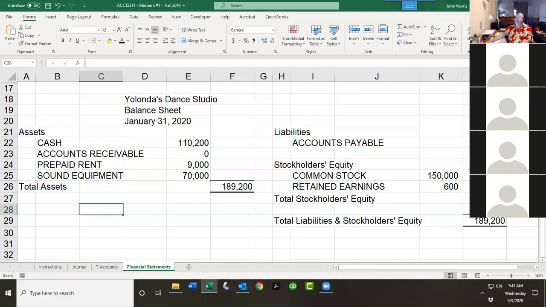Accounts payable has the balance of the $38,650. That's the $1,100 of utilities expense plus the balance owed for the sound equipment, which was originally $50,000 minus $12,500. So that's $38,600.